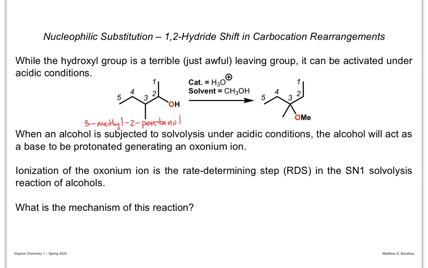Remember we said in SN2 reactions, you could not substitute a hydroxyl group because it's a bad leaving group. Under SN1, we're going to use methanol as the solvent, and then we're going to have a catalytic amount of acid. The acid's going to transform the alcohol into a good leaving group. It's going to leave. And then the solvent is going to do the substitution.